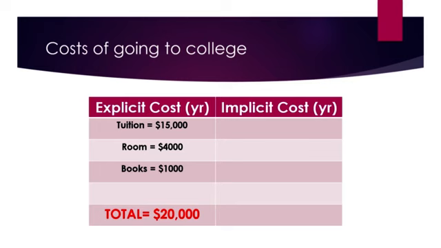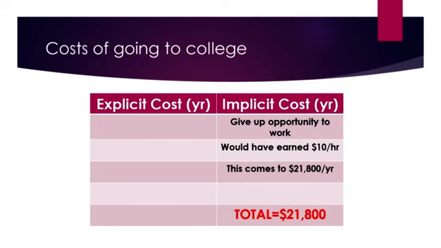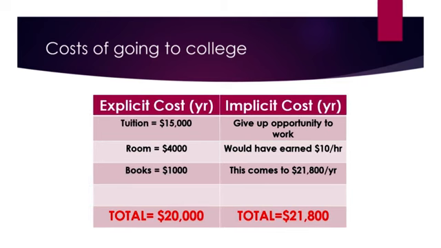But then we have to also think about implicit costs. So let's say I give up the opportunity to work and I would have made $10 an hour. So $10 an hour multiplied by 2080 hours in a work year comes to $21,800 a year. So if I've given up a job that would have paid me $10 an hour, then I have an implicit cost of $21,800. All right, so we agree we have an explicit cost and we have an implicit cost of going to college.